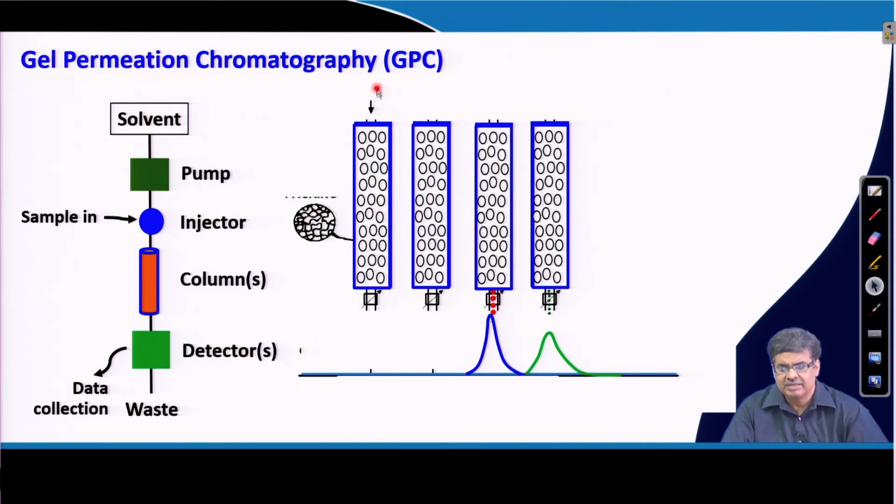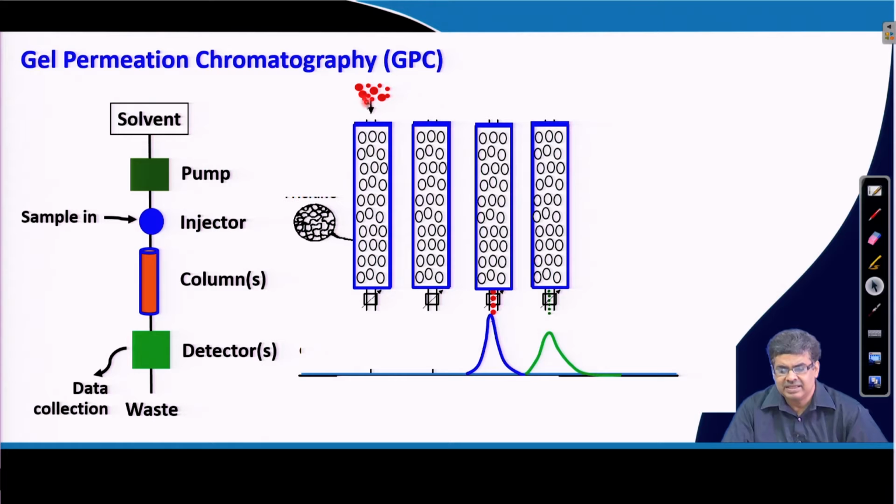Again, if this is the flow of the sample in the column and these are the scenarios at different times, at the beginning one injects the sample, and with time the larger ones come out, and the small ones come out later. This is a typical scheme of how the pores look.